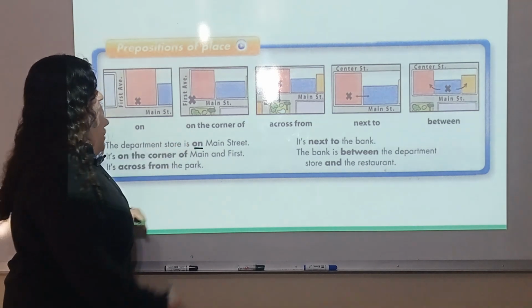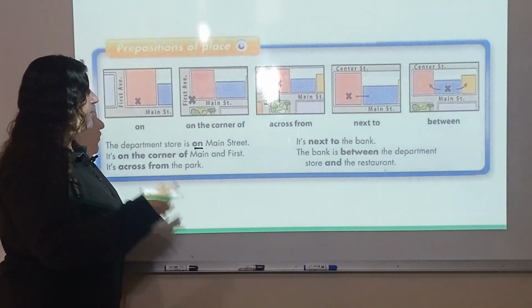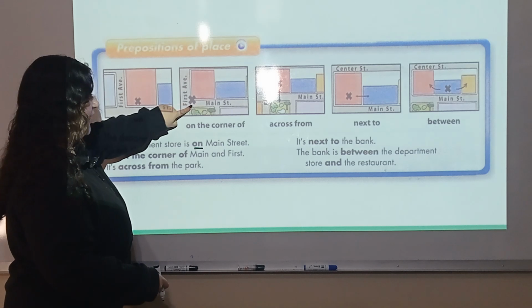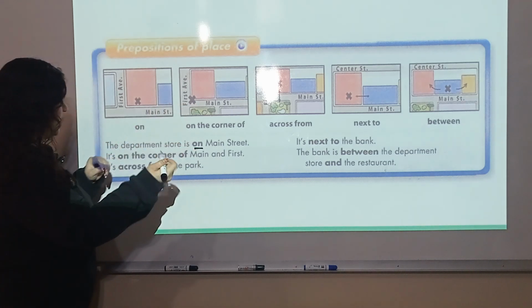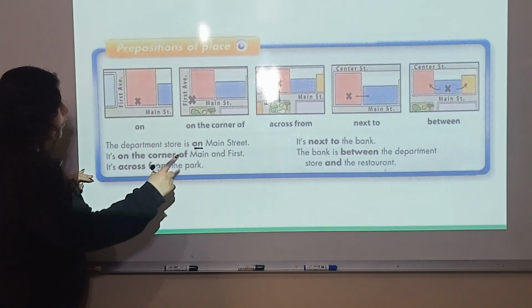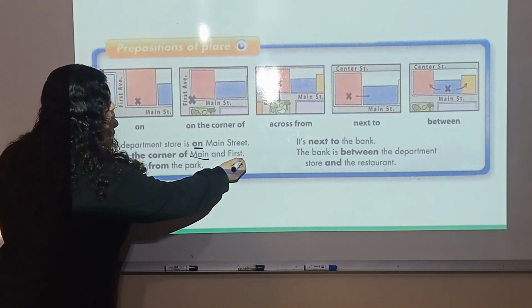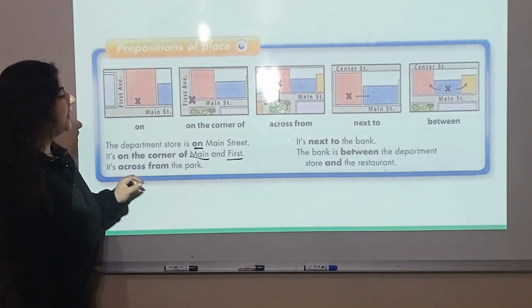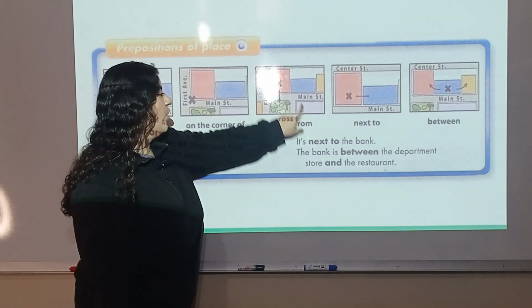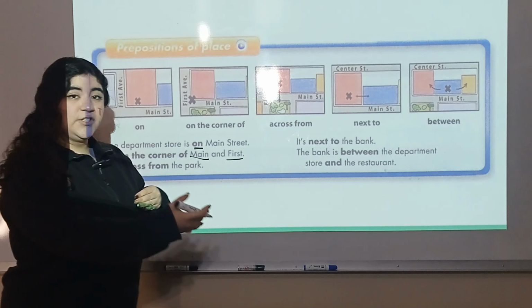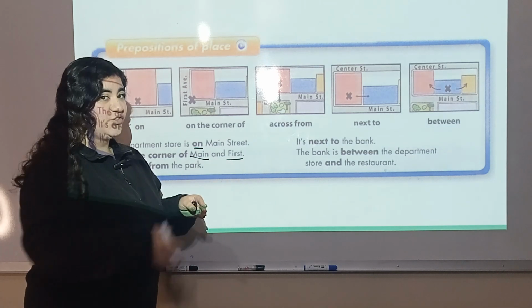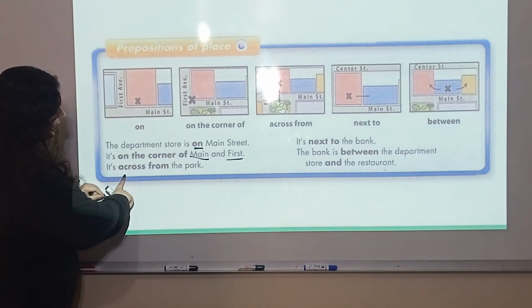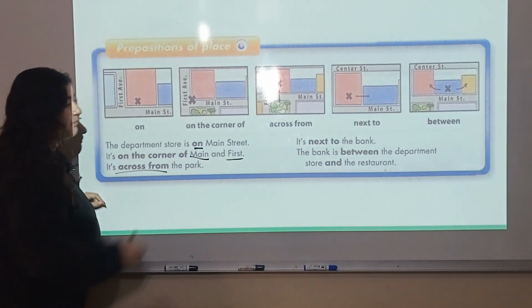We're going to be using on the corner of when we're referring to a place that is between two places or two streets that create kind of like a cross. For example, it's on the corner of Main and First. Remember, we have to include both streets. Then we can use across from when both places are in front of each other, but we have to cross the street to get from one place to the other. For example, it's across from the park.